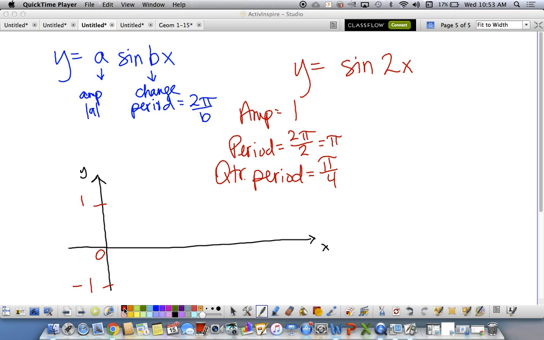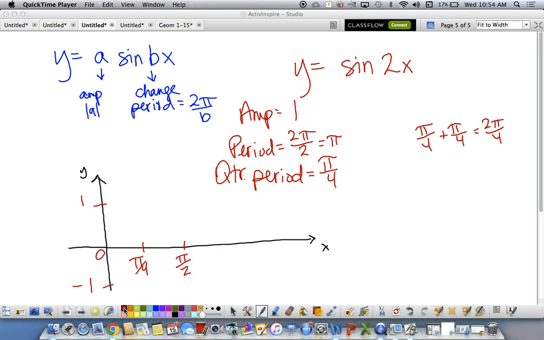Then, where are we going from 0? What are we adding? The quarter period, which is pi over 4. I'm going to take my quarter period, and how do I find the next point? I'm going to add the quarter period to that point. What is pi over 4 plus pi over 4? Pi over 2. I'm going to go ahead and write 2 pi over 4. We're going to reduce that to pi over 2.